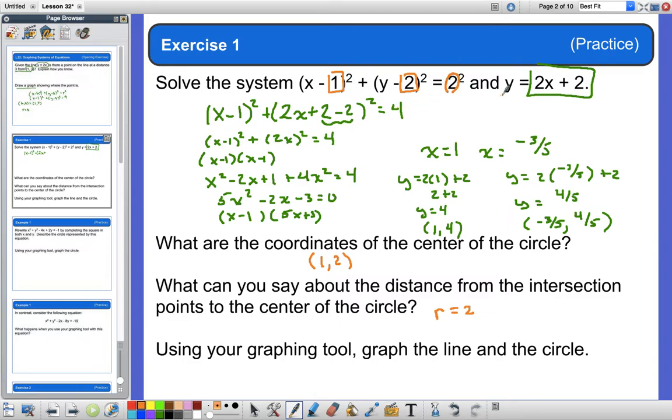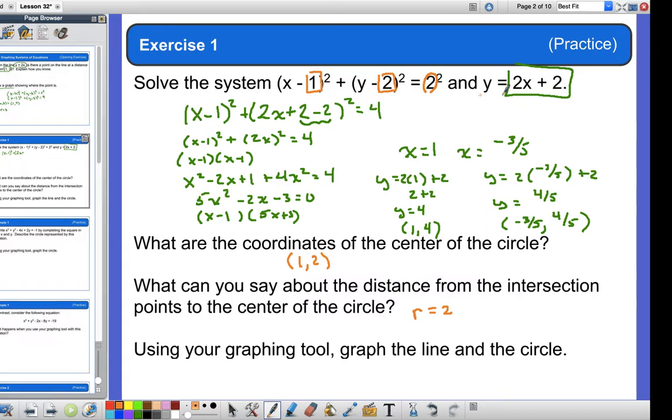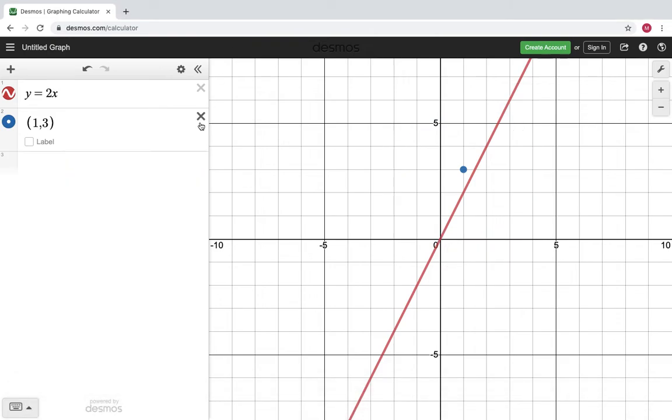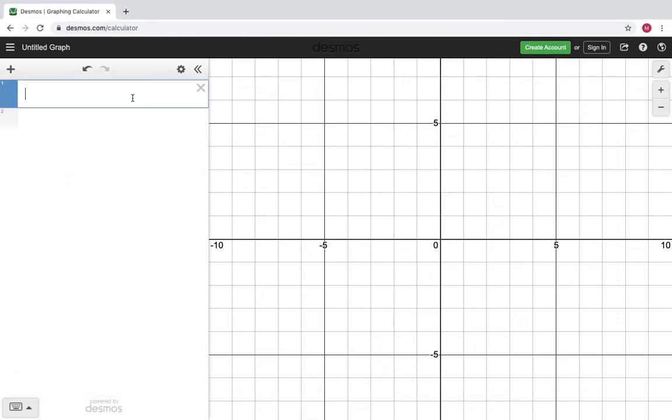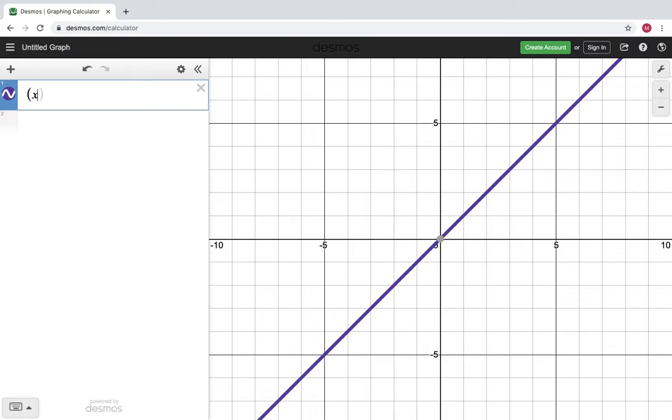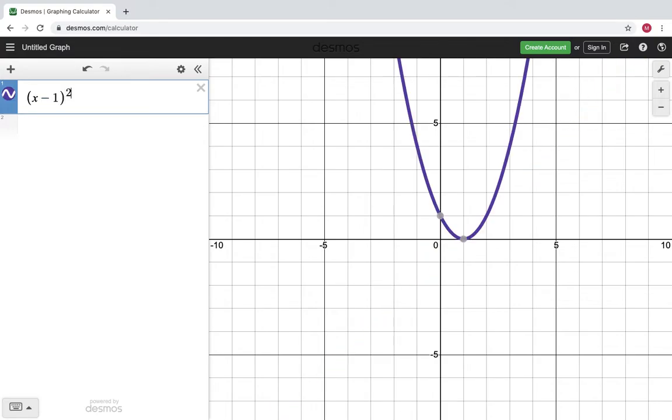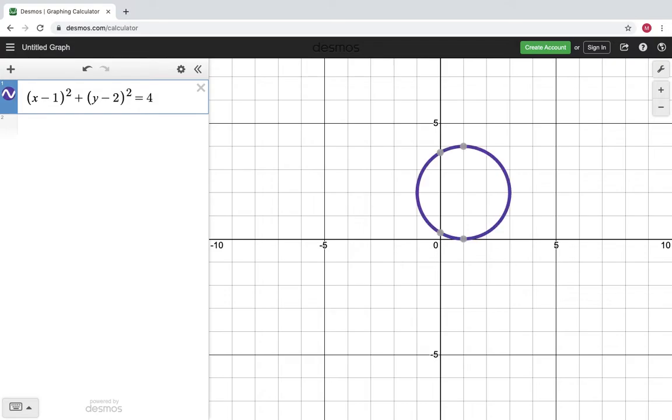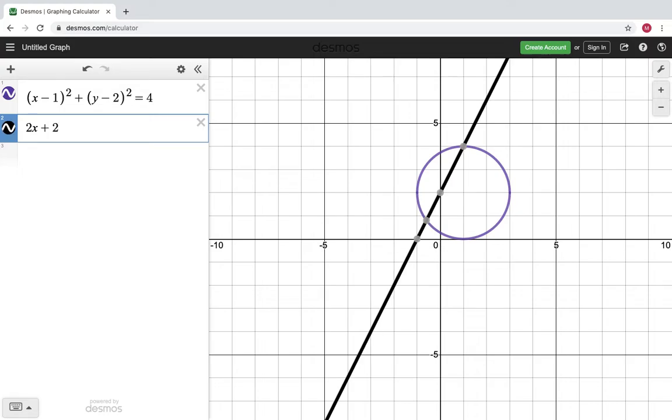And then they say using our graphing tool to graph the line and the circle. So we'll do that just to kind of take a look at what that is. So we'll clear this off from our last example. And so one of our problems was x minus 1 squared plus y minus 2 squared equals 4. So this is our circle. And if we were to put in our other equation, we would say 2x plus 2. This is our other line.